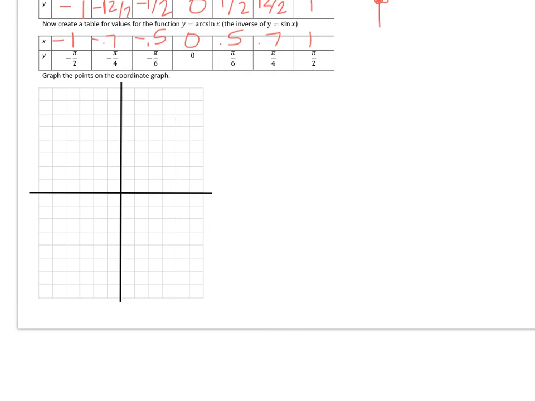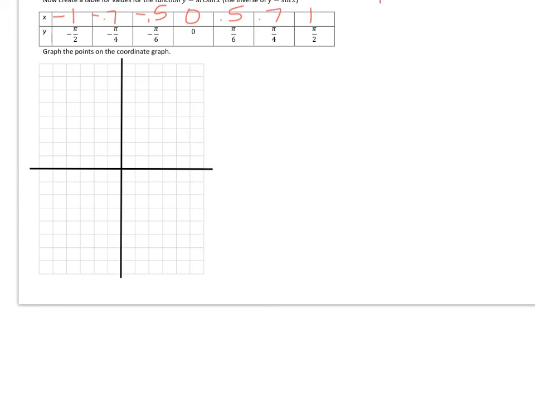So now I look at my graph. I've got to span my x-axis from negative 1 to 1. So I'm going to count by fifths. So this right here would be negative 1. 1, 2, 3, 4, 5. This is going to be 1. My y-axis needs to go from negative half pi to positive half pi. I'm going to count by twelfths, pi over 12s, which means this would be pi over 6, pi over 4, pi over 3, and pi over 2. Same going the other way.